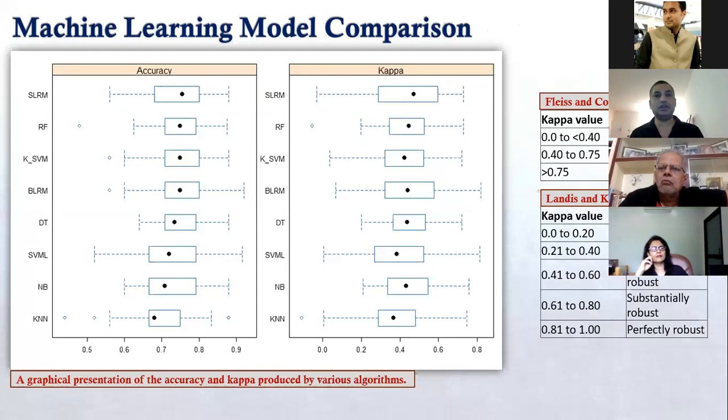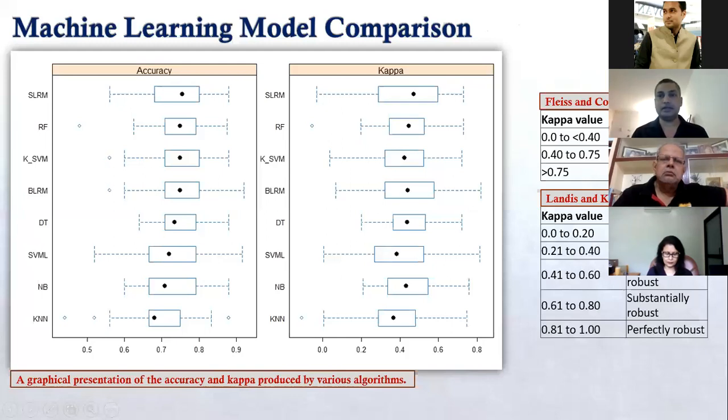So here we are looking for arsenic awareness classification. After SLRM, we have random forest. For random forest, you can see the accuracy was very close, nearly 73% or 74%, but the deviation was very small. Similarly, for kappa statistics, the deviation was very small.